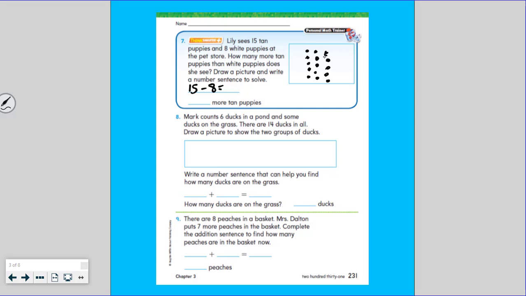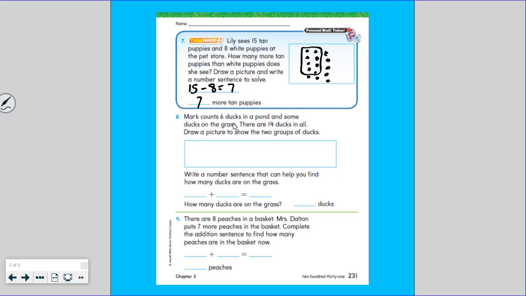Okay, and then I'm going to circle 8 of these guys. So that should be 8. 2, 4, 6, 8. And so whatever's left should be my answer, because that's how many more there are. Because here's the 8 white, and then there's how many more to get to 15. So 1, 2, 3, 4, 5, 6, 7. So my answer is 7. There are 7 more tan puppies than there are white puppies.